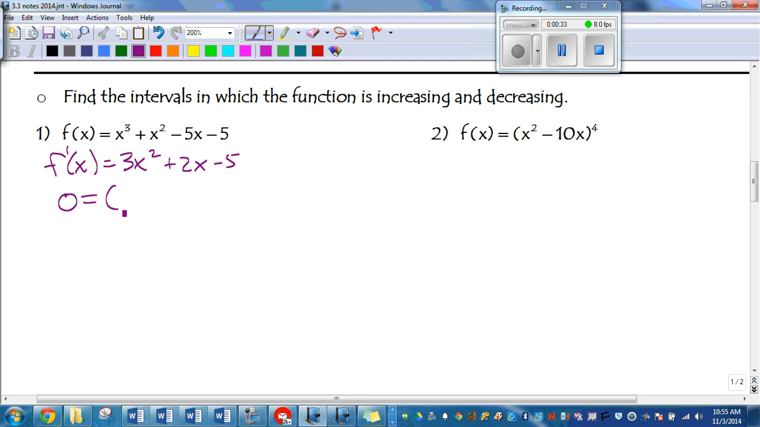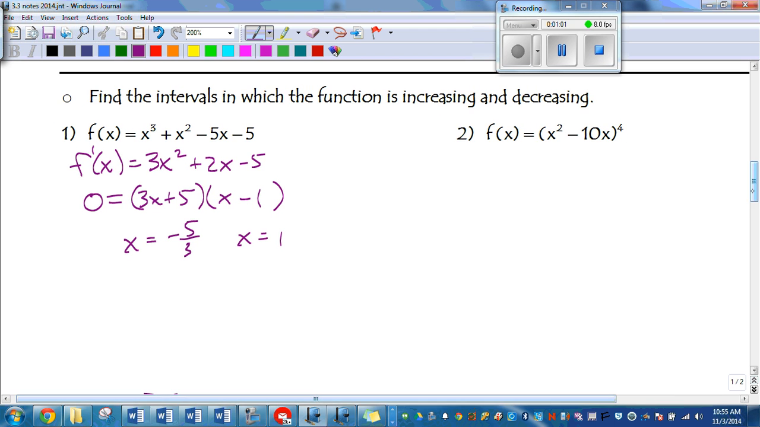So to figure that out, we have to factor and set that equal to 0. So we're going to end up with 3x and x. We end up with plus 5 and then minus 1. So either x is going to be negative 5/3 or x is going to equal 1. Those are our two critical values.